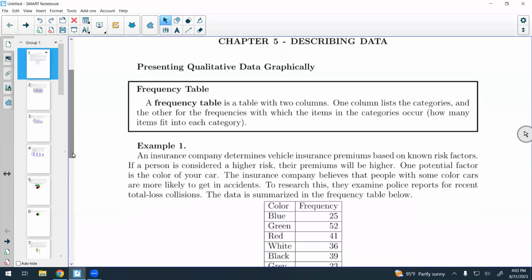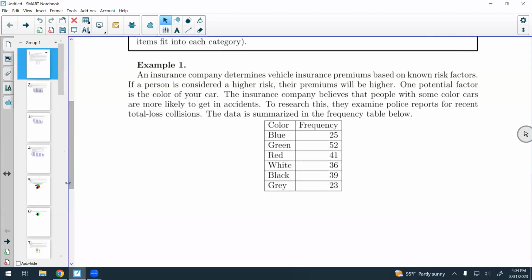So let's look at our concept here called a frequency table. Well, it's a table with two columns. One column lists the categories and the other one the frequencies with which the items in the categories occur. Our first example here.